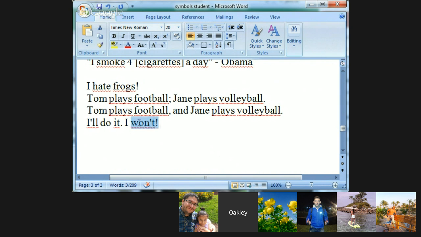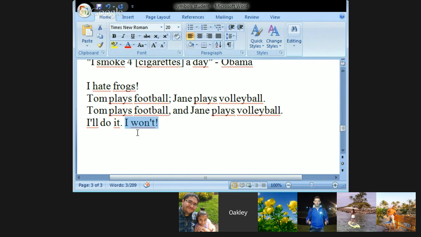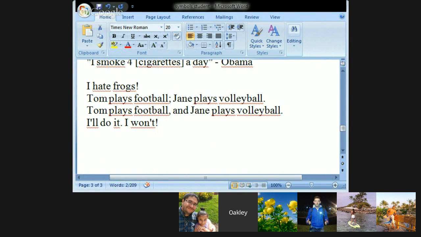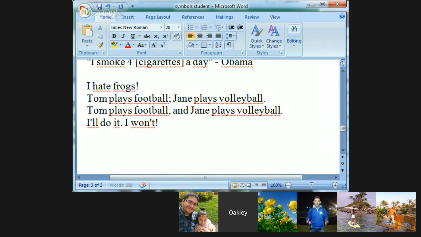And I won't. What is won't a contracted form of? Kadir, yes, what is I won't? What two words is won't? Maybe it's a different form of will. Negative form. Yes, that's it. I will not. Okay, just testing you. So you can make contractions.